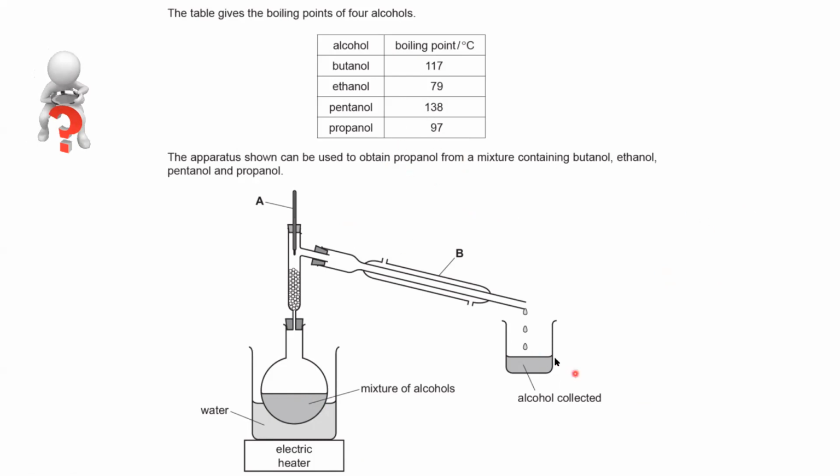Now my question is, which alcohol will be collected here? Four alcohols are there: butanol, ethanol, pentanol, and propanol. So ethanol will be collected here. Why ethanol? Because ethanol has the lowest boiling point. So it will vaporize first and it will condense.